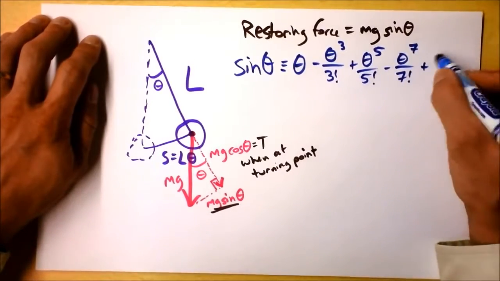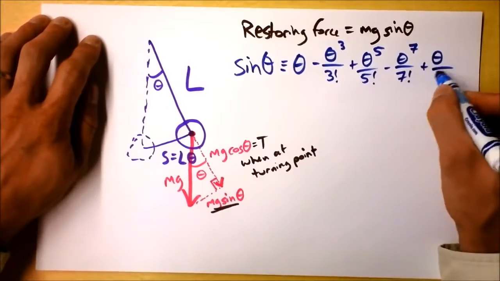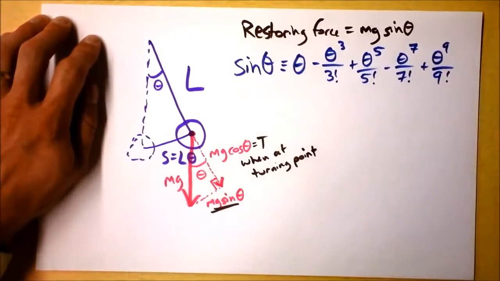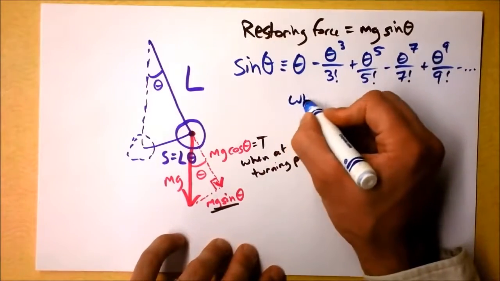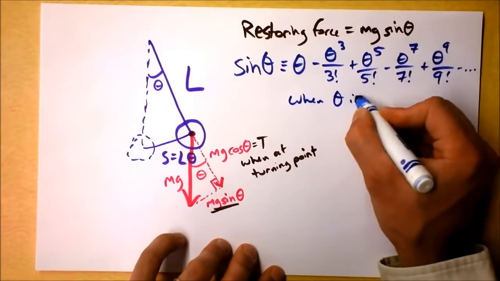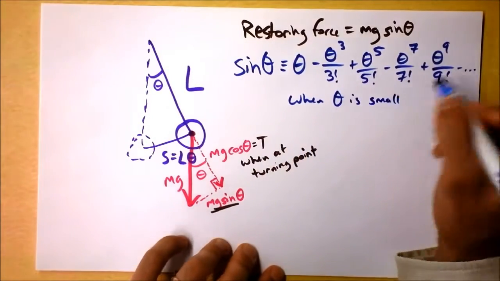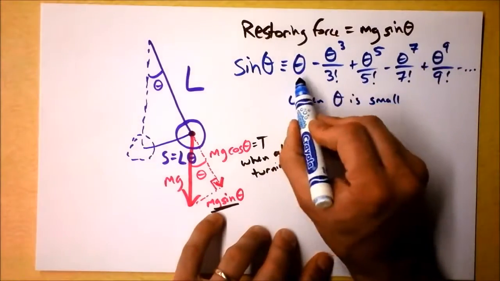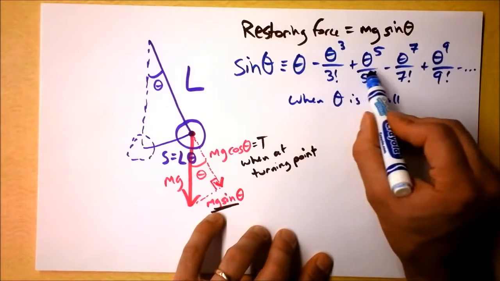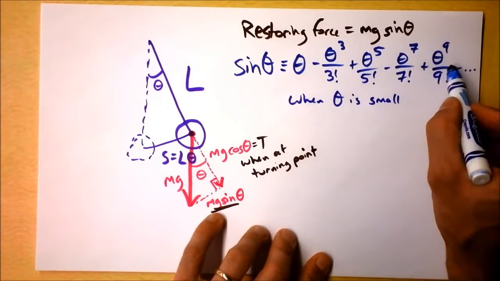You can certainly give me the next term. Theta to the what divided by what factorial? Yep, you bet. And it goes forever like this. This is true when theta is small. Now, what I mean by small is less than 1, because if theta is less than 1, then every one of these terms is pathetically small.